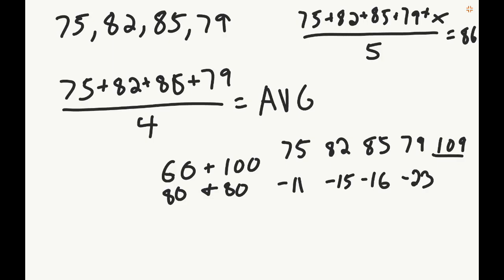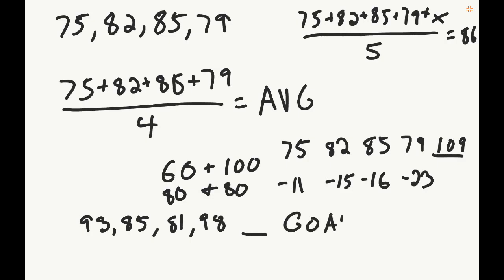Maybe we will do one more. Let's do one where our scores were maybe around the average. So I got a 93, I got an 85, I got an 81, and I got a 98. Let's be more optimistic here about our test scores. And then let's say we want a 90 average. What do we need to get in our last exam in order to have a 90 average? Okay, well, so I'll write over here, goal. Keep that in mind, 90.